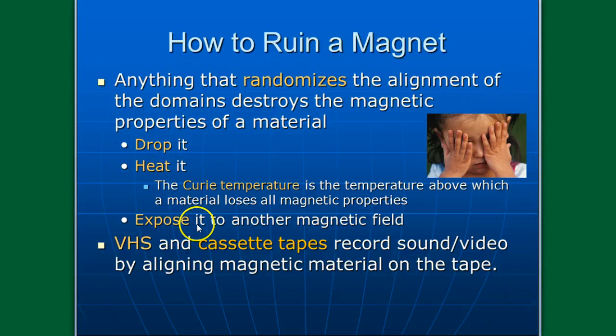You can expose it to another magnetic field, and that can happen if you had the old VHS and cassette tapes. Those tapes actually work by aligning magnetic material on the tape, and if you have an old one, you might notice that it doesn't work as well. The reason is probably that throughout the lifetime of a VHS or cassette tape, they get exposed to stronger magnetic fields that simply realign the magnetic material in the tape.